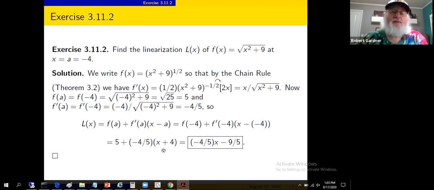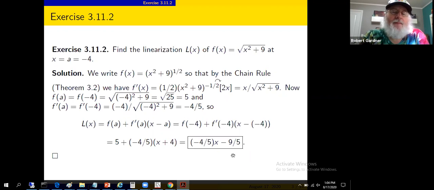Simplify a little bit to get an x plus 4. And distribute and simplify. And we get the linearization as -4/5 x minus 9/5. So I bet if you plug in numbers close to -4 into this function, that'll give you something close to what you would get by plugging -4 into this function.